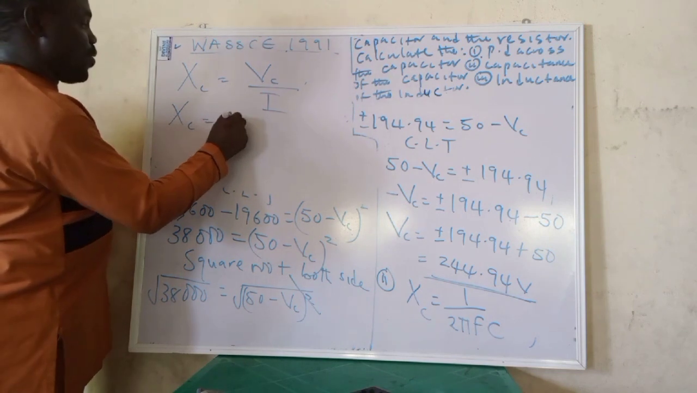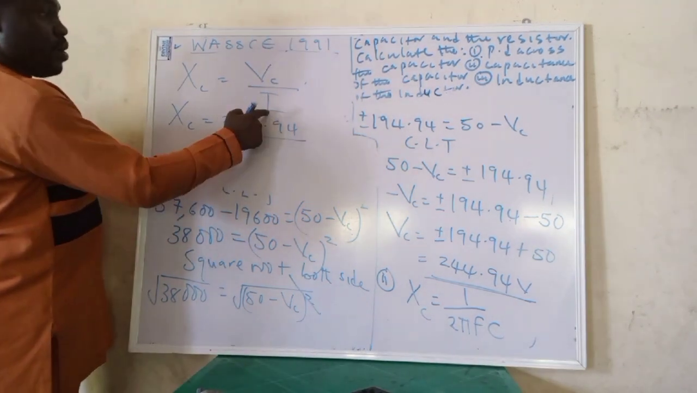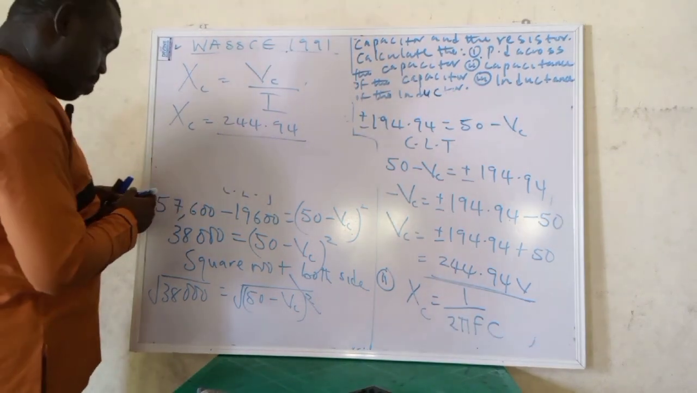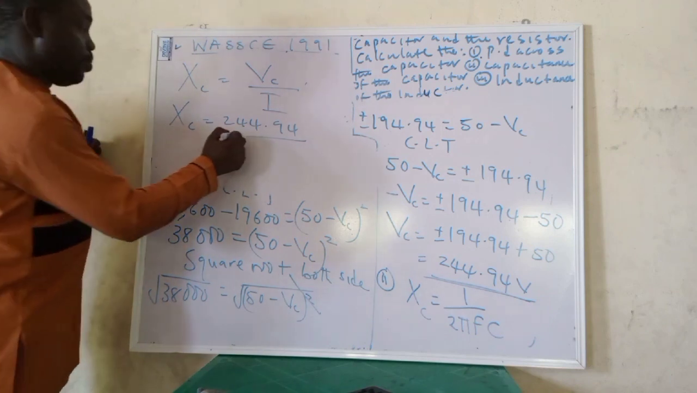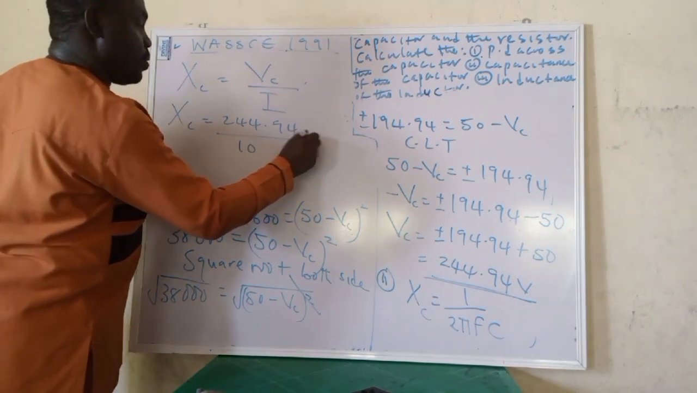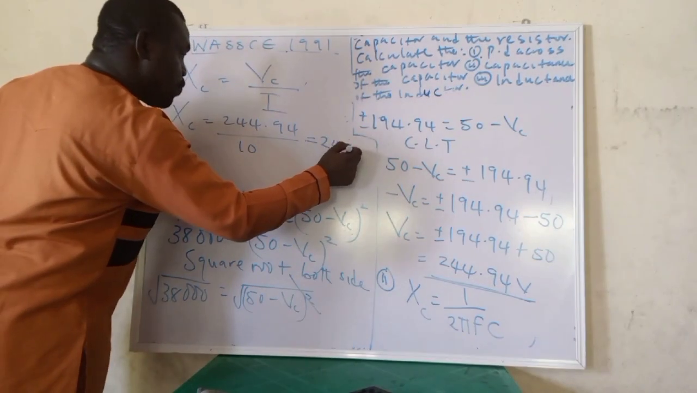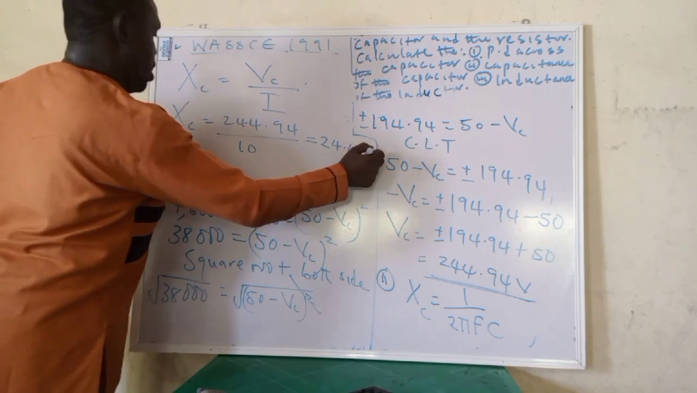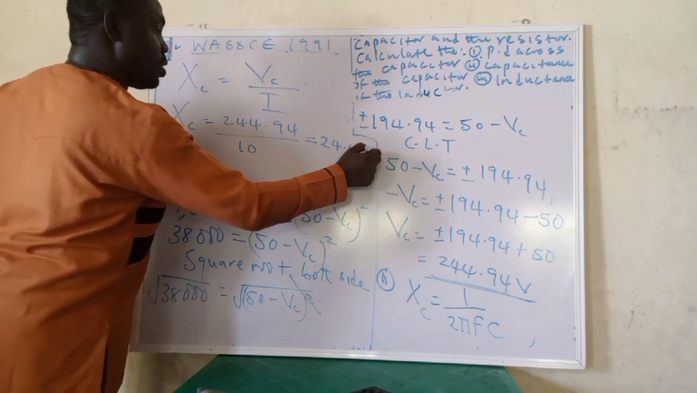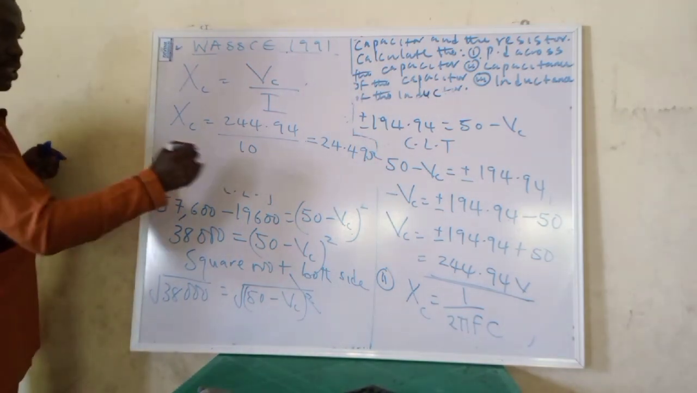So we have 244.94 over, oh, we're not given current. Check. Okay, current is given 10 ampere. Thank you. 24 point what? 449. Okay, and that is ohms. That's ohm. So we can now find this.